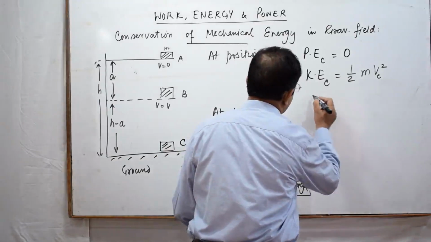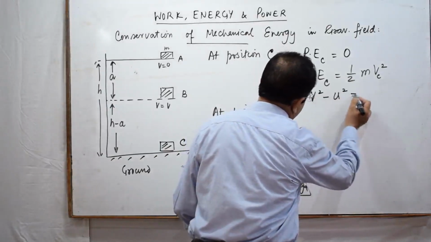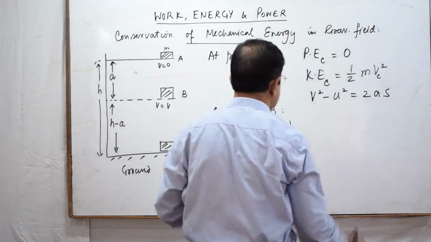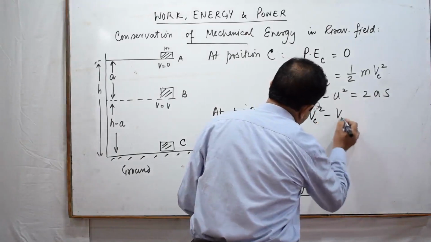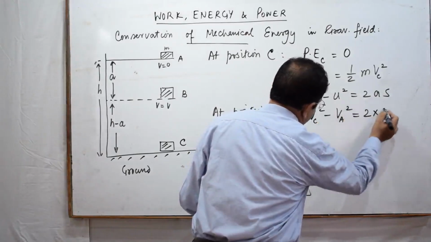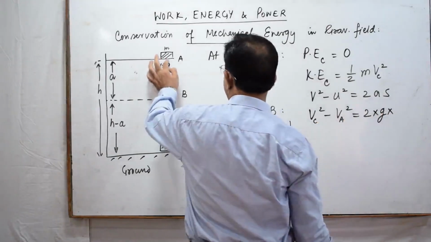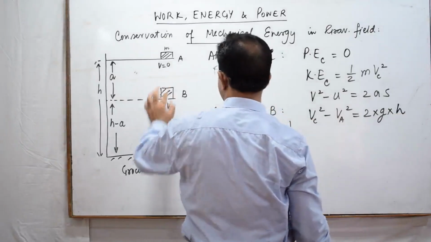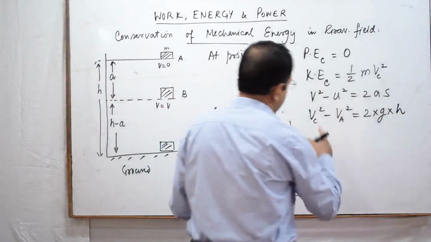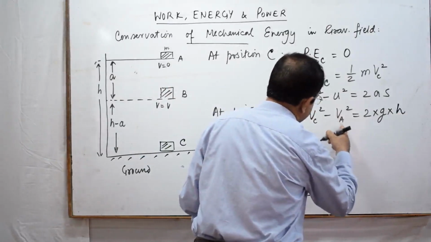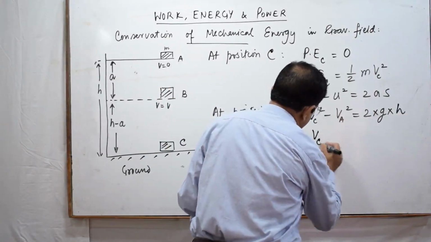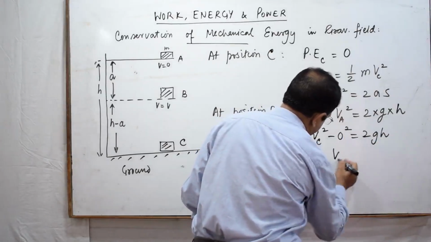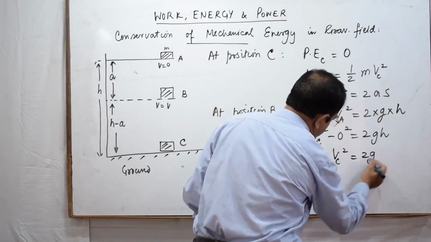Now again we can use this relation, v square minus u square is equal to 2as. This time I choose the point A and the point C, so we write vc square minus va square is equal to 2 into g into h, since the distance covered from A to C is equal to h. You could have also used B and C, you can find it that way too, but I am choosing A so that this becomes simple here because the value of VA is 0. So I write VC square minus 0 square is equal to 2GH. So I have a result: VC square is equal to 2GH.